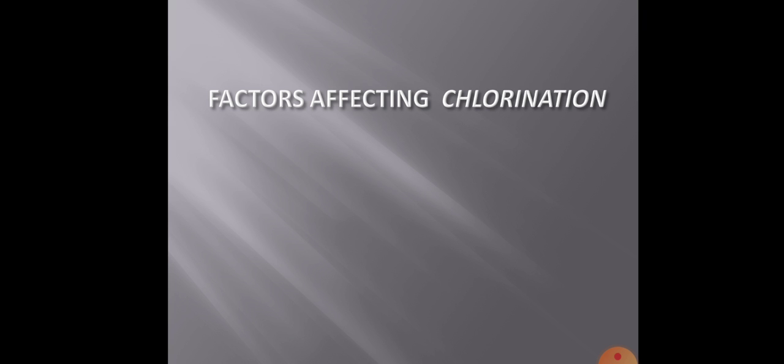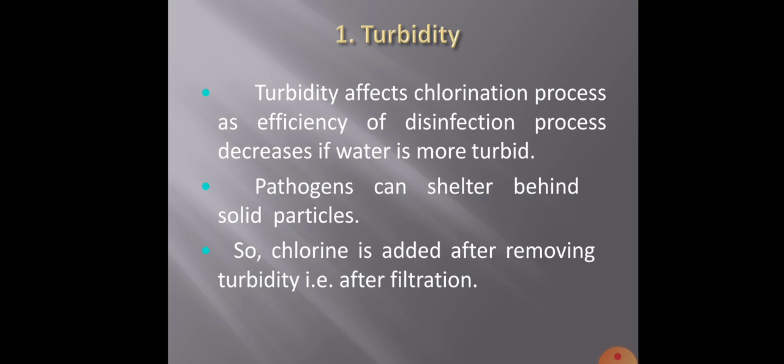Whenever the pathogens in water are destroyed by the chlorination process, the destruction of the pathogens depends on various factors like the turbidity, the presence of metallic compounds, ammonia compounds, the pH of water, the temperature, the time of contact, and also the concentration of the bacteria. So we'll see that. Firstly, the factor that affects the efficiency of chlorination is turbidity.